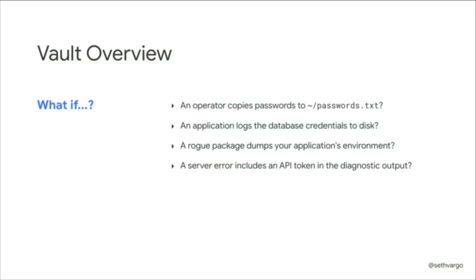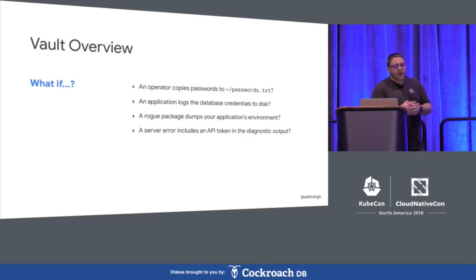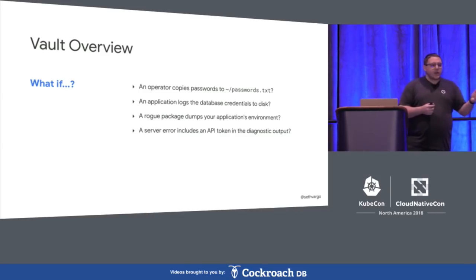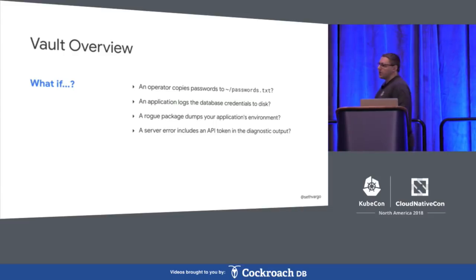So what happens in these break glass scenarios? These are real situations that people have encountered. An operator accidentally copies passwords.txt from the remote server onto their local machine during debugging. An application logs its database credentials to disk as part of a routine debug or a stack trace. You have a rogue package, maybe in the NPM ecosystem, that dumps your entire application's environment to some HTTP web server to do Bitcoin mining. Or a server includes an API token in diagnostic output, right? Because a lot of these things are kind of insecure by default.